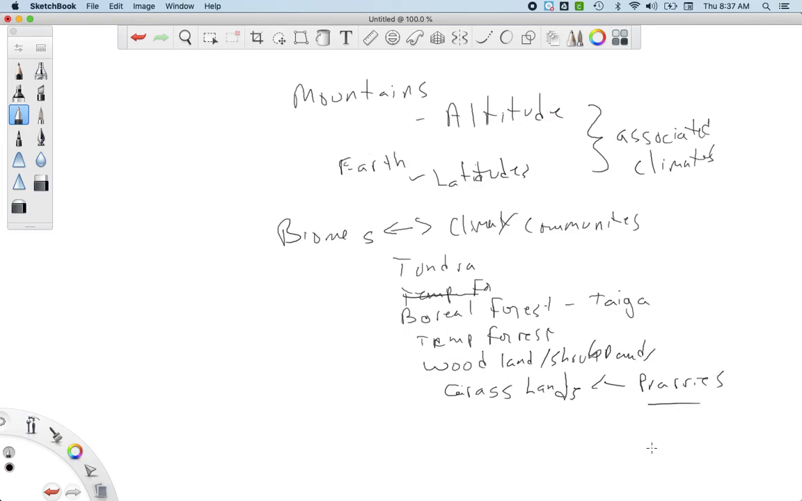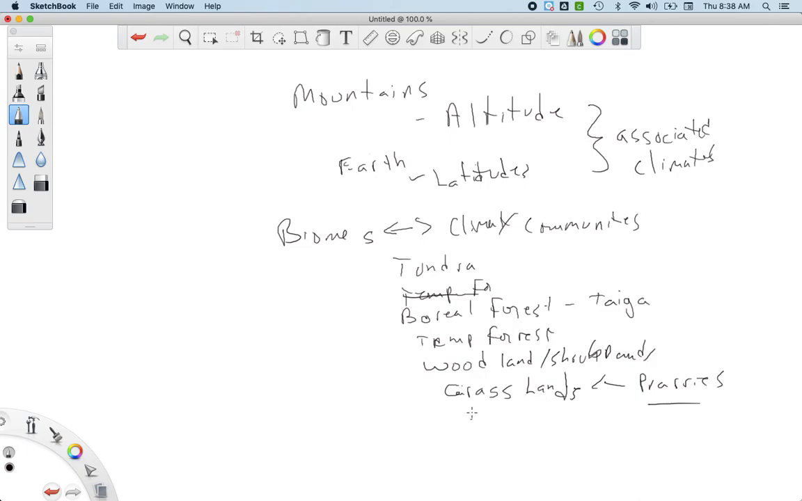Most of the prairies have been converted to farmland now, but originally, before they were settled, those prairies, those grasslands, provided a grazing opportunity for large herds of bison, which are herbivores, bison or buffalo.